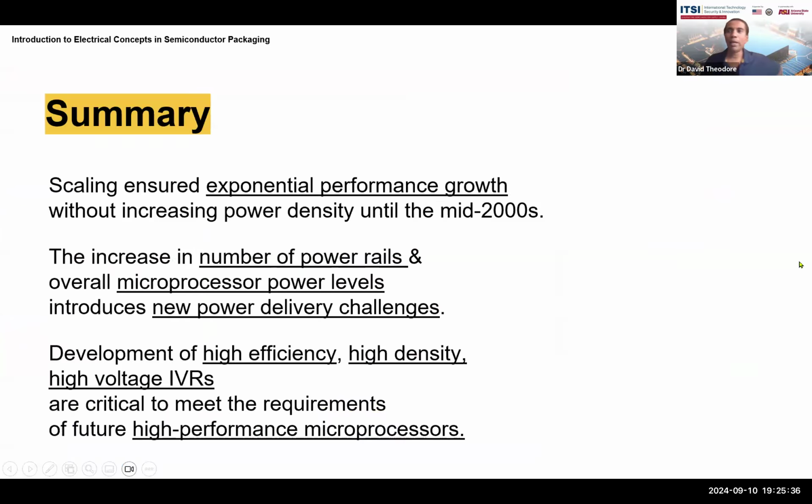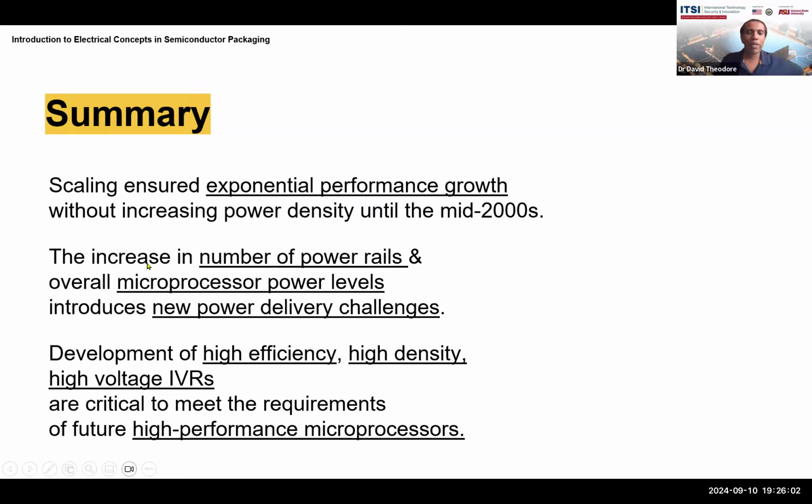Summary: scaling ensured exponential performance growth without increasing power density. Scaling was basically where you make the devices smaller and smaller, so you're able to put more and more of the devices on a given chip. That enabled performance growth to go up exponentially, right? Without increasing the power density until about the mid-2000s, about 2005.